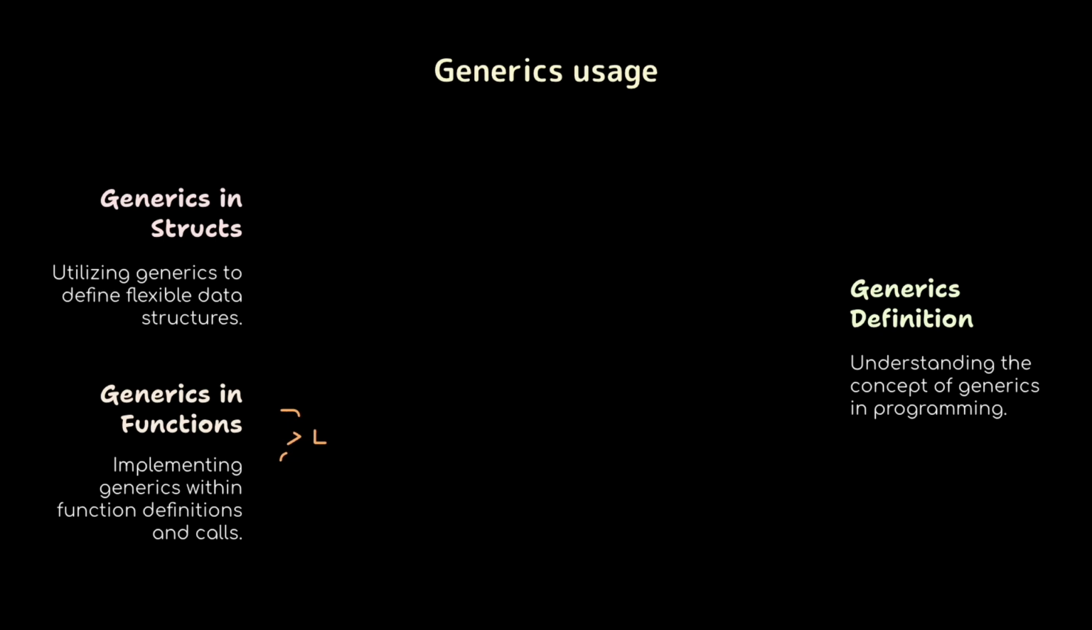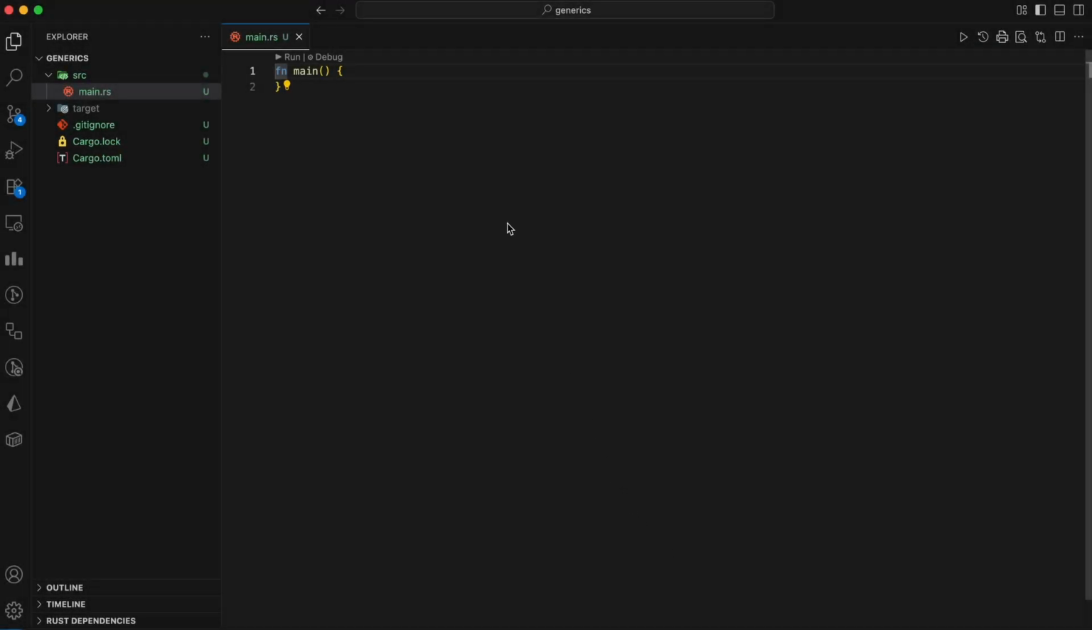Let's start with a simple idea. Say you write a function that returns the larger of two numbers. You might do this. This function, largest_i32, takes two 32-bit signed integers, i32, as input, a and b, and returns the larger of the two. It achieves this by using a simple if-else expression. This works great, but only for i32.